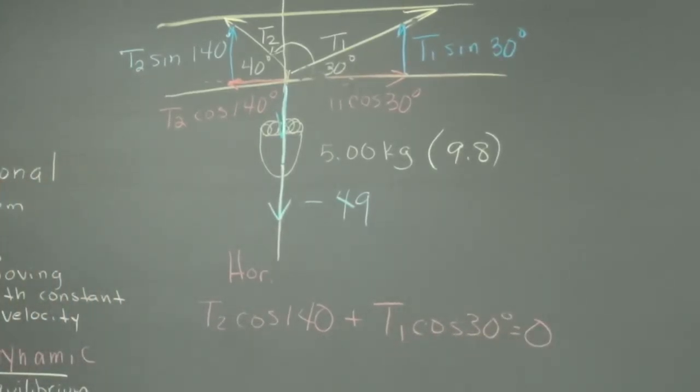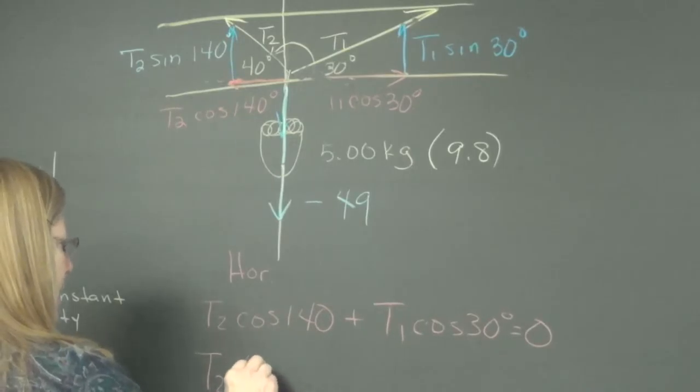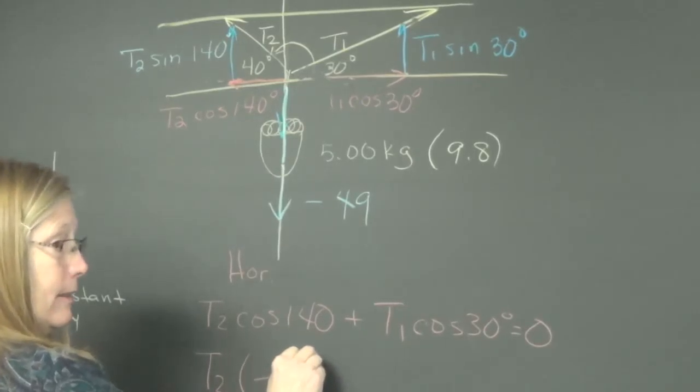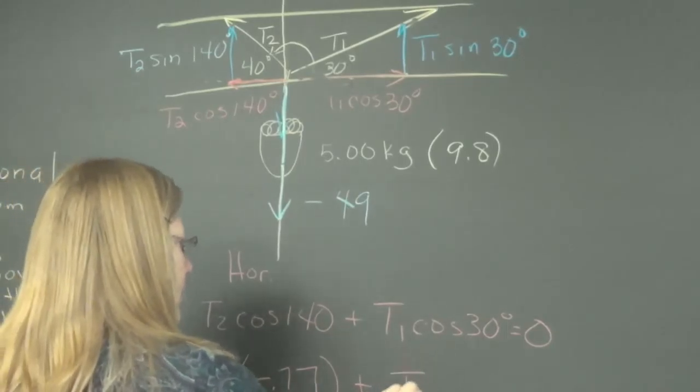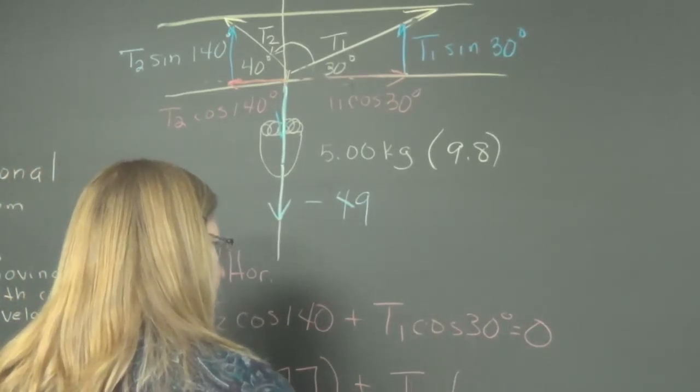Could you fill me in on those, Emily? What was cosine 140? Did we do that yesterday? Yeah, we worked the whole part of it. Okay, cosine 140 is negative 0.77. And cosine 30 is, Emily? 0.87. All right.